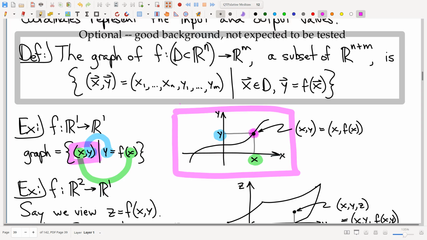Right? And if you do this for all the inputs and all the corresponding outputs, that will then trace out that curve. So that's the graph. The graph is, again, what you get by smashing together input and output coordinates. Does that look familiar to everybody? Everybody on board with that take?